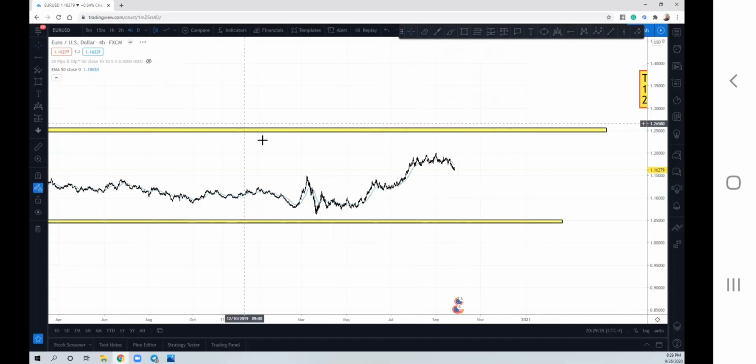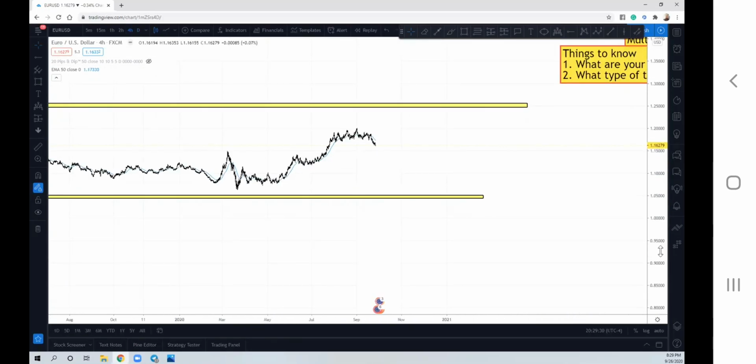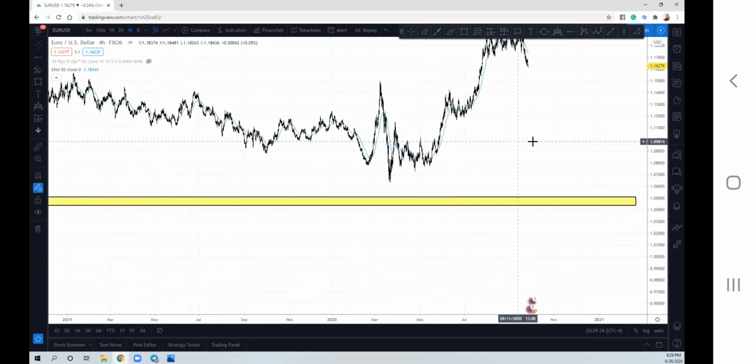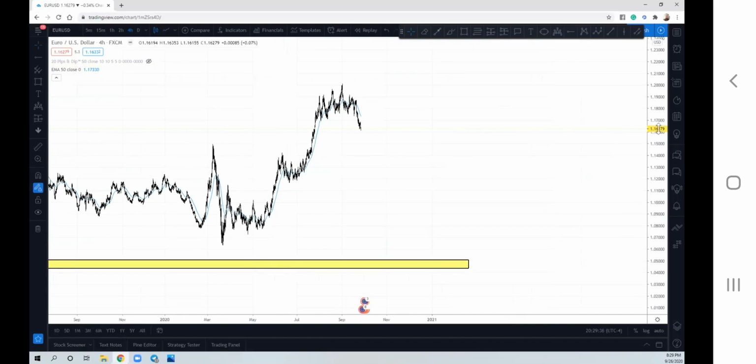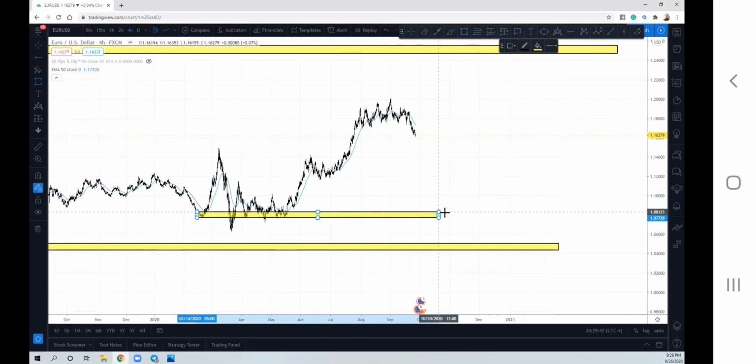Okay, so I'm going to go down to the 4 hour. And I'm going to find my minor support and my minor resistance. And I'm going to color them differently so I know that they are the minor ones. So I'm going to have my support down here.